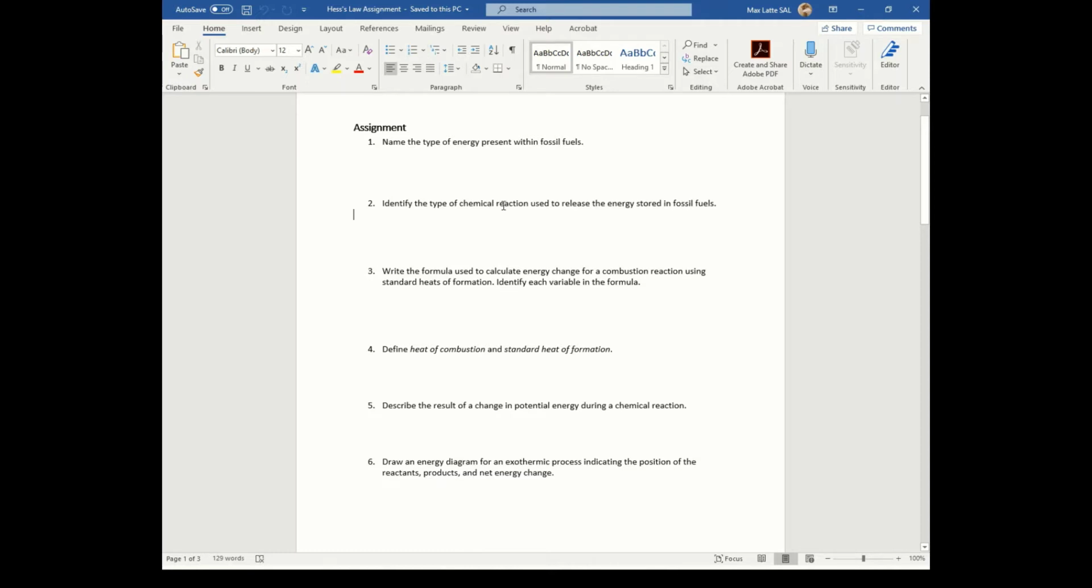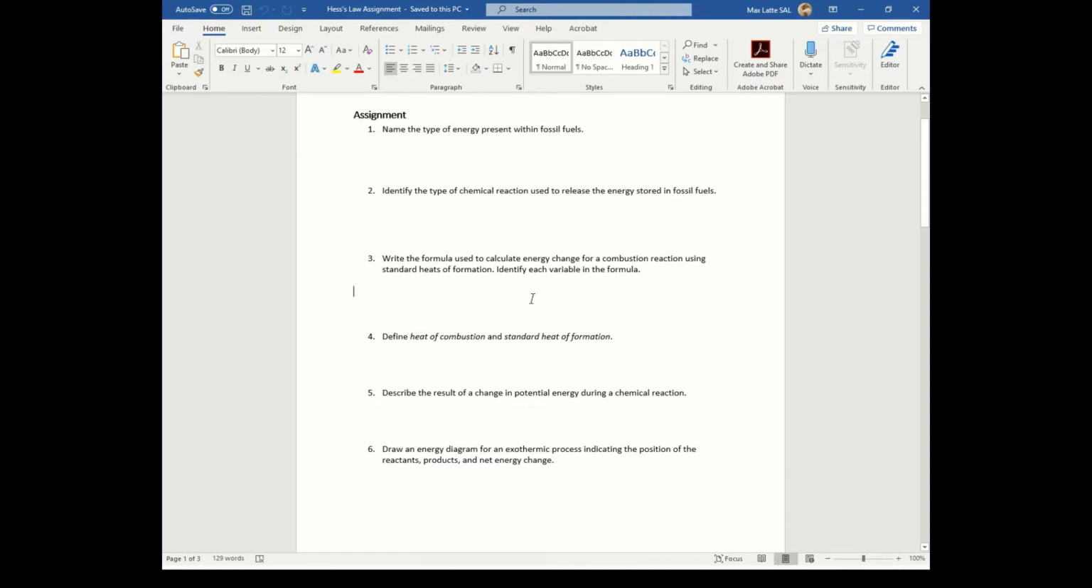This is combustion. Write a formula used to calculate energy change for a combustion reaction using the standard heats of formation, and identify each variable in the formula. I'm still in the library, so I can't write this down, but it's ΔH equals Σn ΔH formation of products minus reactants. Just do products minus reactants and multiply it by the moles and you'll be good.